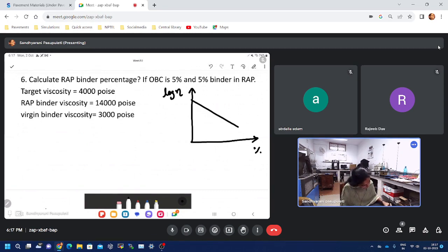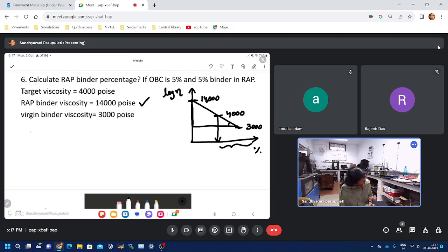So we know that. So wrap binder viscosity is given as 14,000. Target viscosity is 4,000. Virgin binder viscosity is 3,000. Okay. So the question is to calculate the wrap binder percentage. So we need to calculate what is the percentage of wrap.